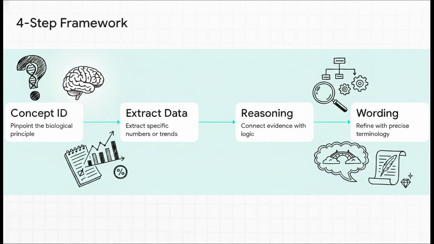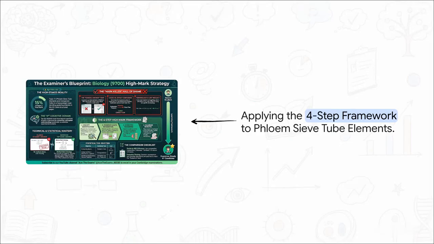Let's actually look at how this plays out. So here's that framework in action, specifically looking at phloem sieve tube elements and companion cells. Notice how a top-tier candidate doesn't just generically describe the phloem. No, they pull specific values straight from the data table to really anchor their answer. By systematically extracting that info and applying the correct biological principles, like the active loading of sucrose, they completely move past superficial answers. They show that connected, conceptual understanding that examiners absolutely love to reward. This is how you guarantee you're operating in that top-tier A cognitive domain.